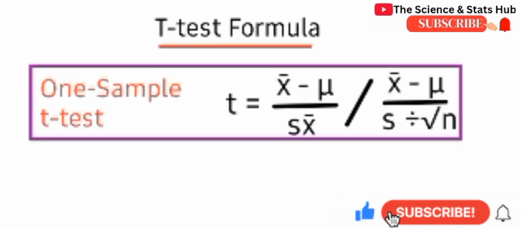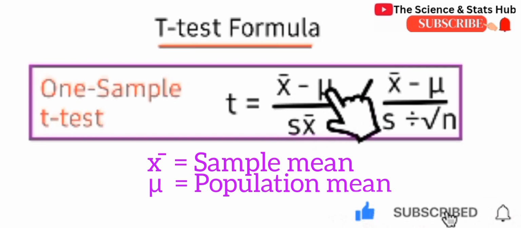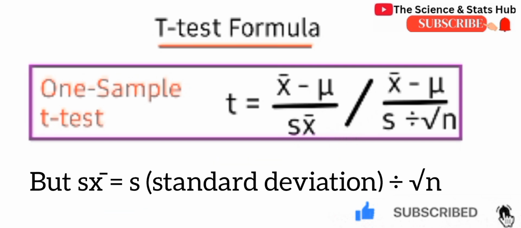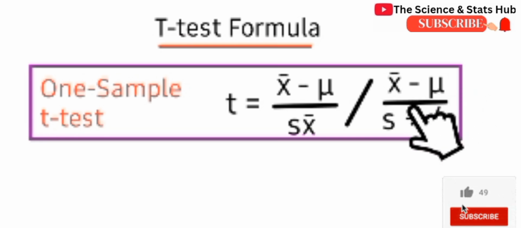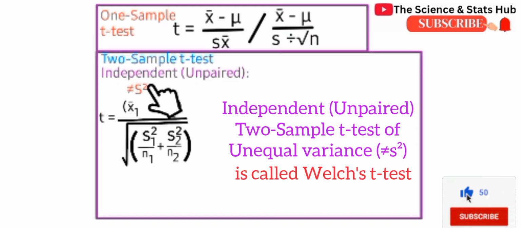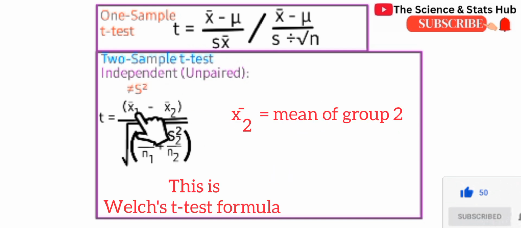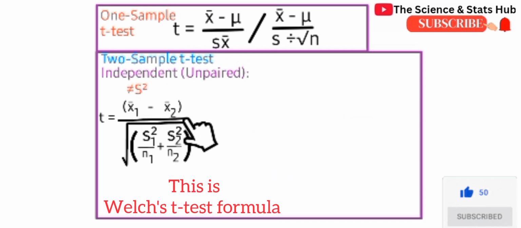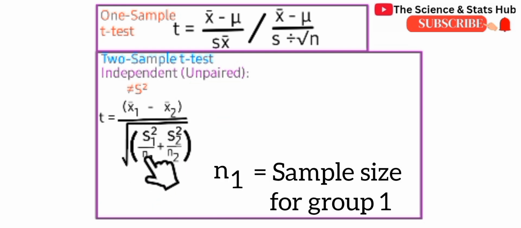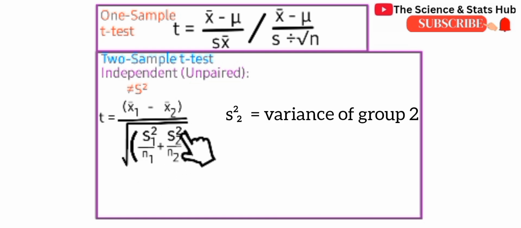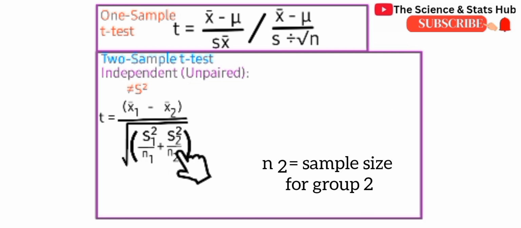The formula for the one sample t-test is sample mean minus population mean divided by standard error. Of course, standard error is standard deviation divided by root n. Therefore, for the one sample t-test, the formula could as well be sample mean minus population mean over standard deviation divided by root n. For the independent two sample t-test of unequal variance, the formula is mean of the first group minus mean of the second group divided by the square root of variance of the first group divided by n1, n1 being the sample size for group 1, plus variance of the second group divided by n2, n2 being the sample size for the second group.